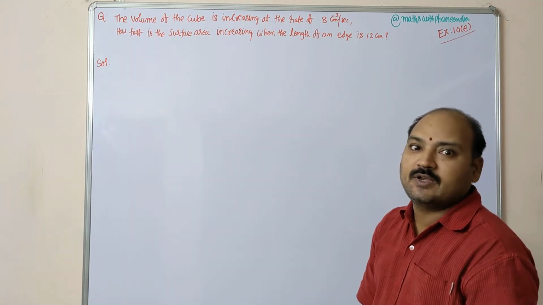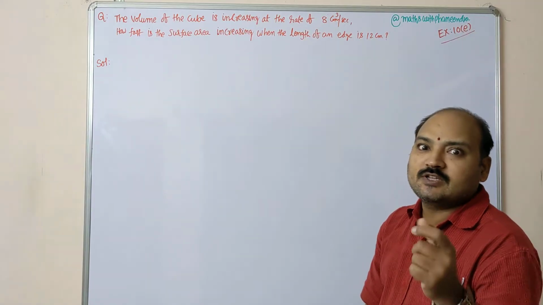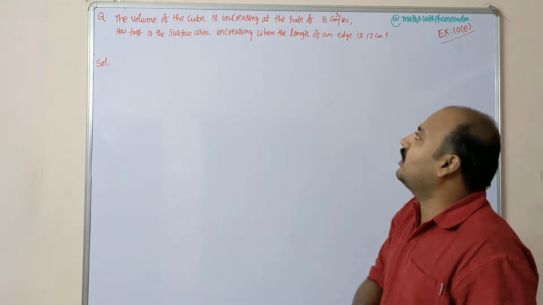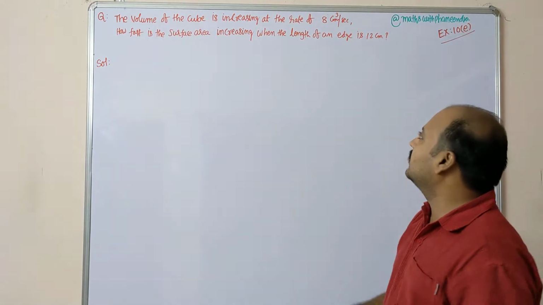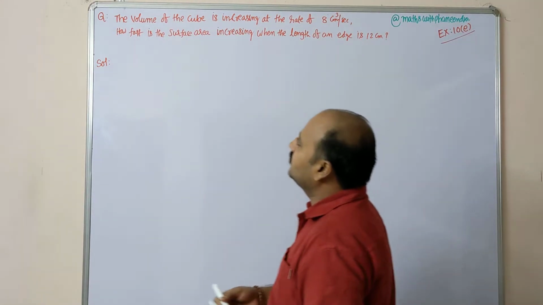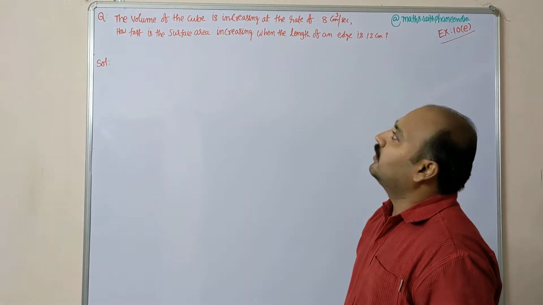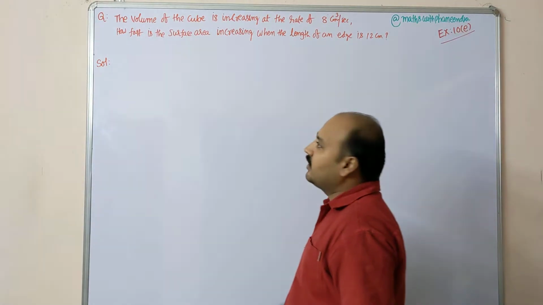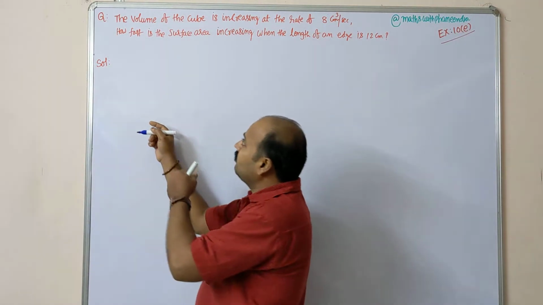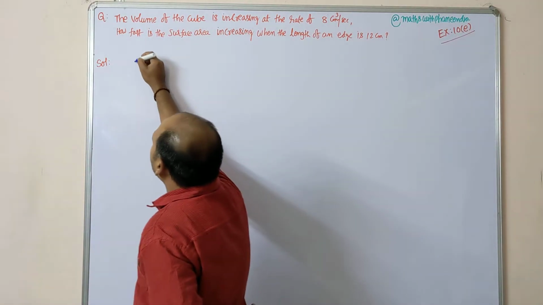That means ds by dt. Surface area is denoted by S. ds by dt is the question mark, that we are going to calculate when the length of an edge is 12 centimeters. So before that, we need to assume some formulas. First, relating the volume of the cube and the surface area of the cube, we will write it.